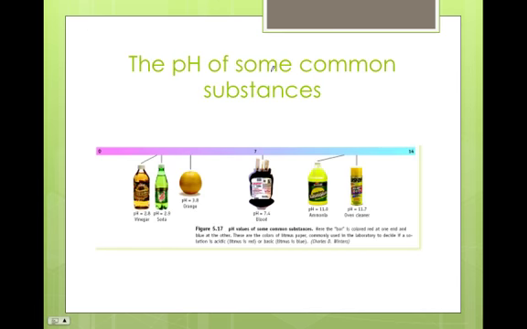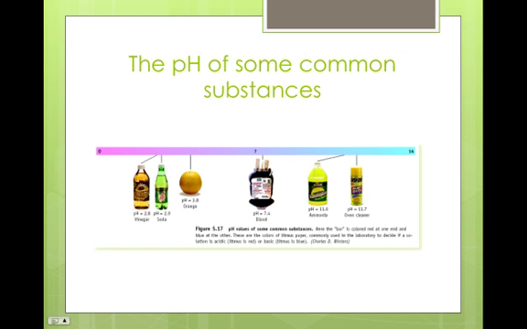So when we look at the power of hydrogen, or pH, of some common substances, when we get down here at 0 and we go all the way up to 14, what you start to see is things like vinegar with a pH of 2.8, soda 2.9, orange 3.8 is actually fairly acidic.